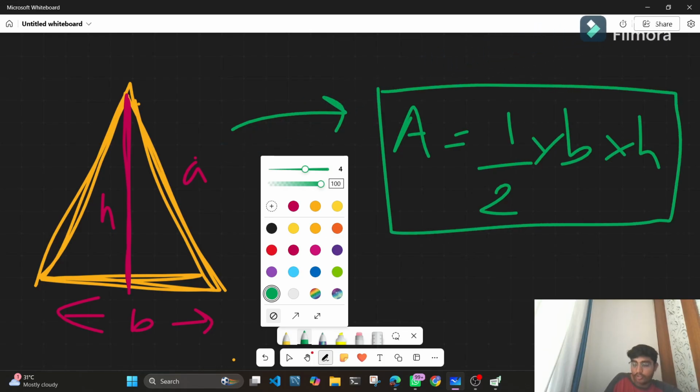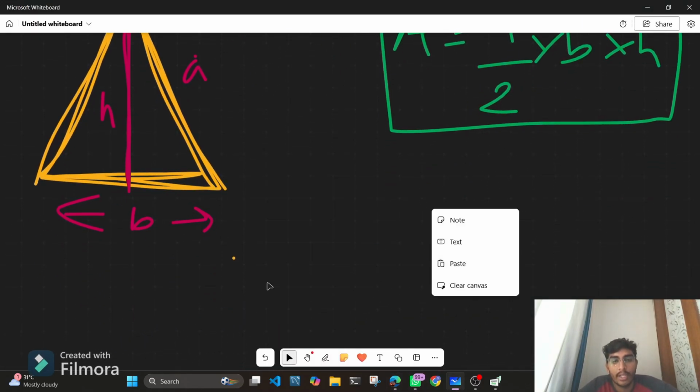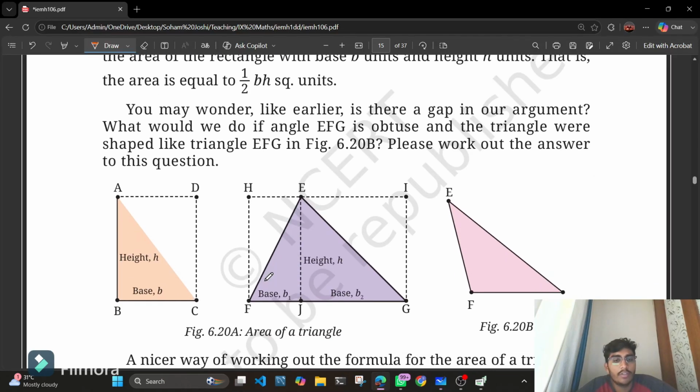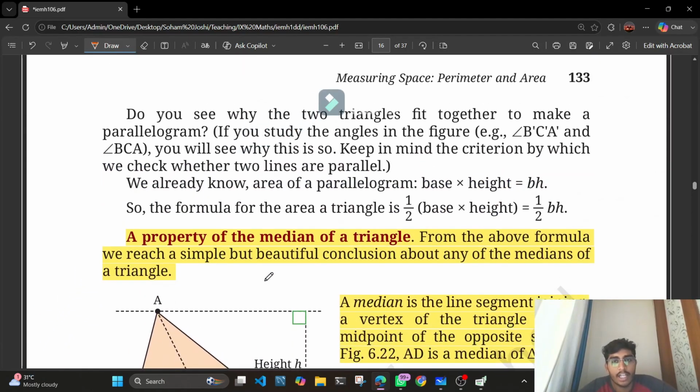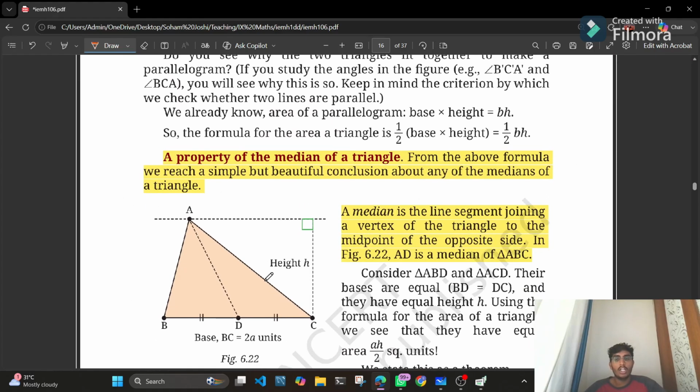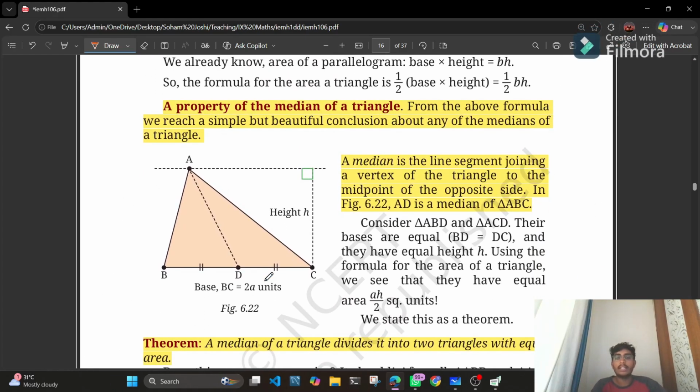I'll not cover the proof for the same. You can do it on your own from the textbook. Okay, cool. Next up, we are done with area. Also, we need to focus on the property of median of triangle. We can see that a median is the line segment joining a vertex of the triangle to the midpoint of the opposite side. So this is the median. This is the height. But this is the median.